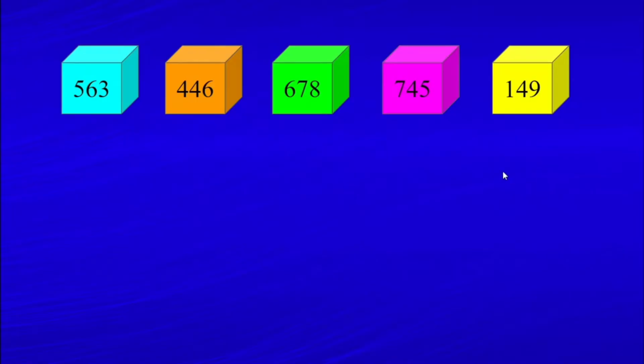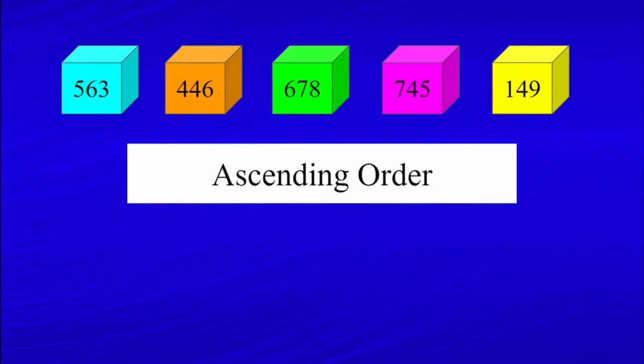Now look at these boxes. Each box has a number written on it. The numbers are 563, 446, 678, 745 and 149. Now let's arrange these numbers in ascending order. That is from smallest to the largest. We know how to compare numbers, so let's look at the numbers on the boxes and see which number is the smallest number. So children, which among the 5 numbers is the smallest number?